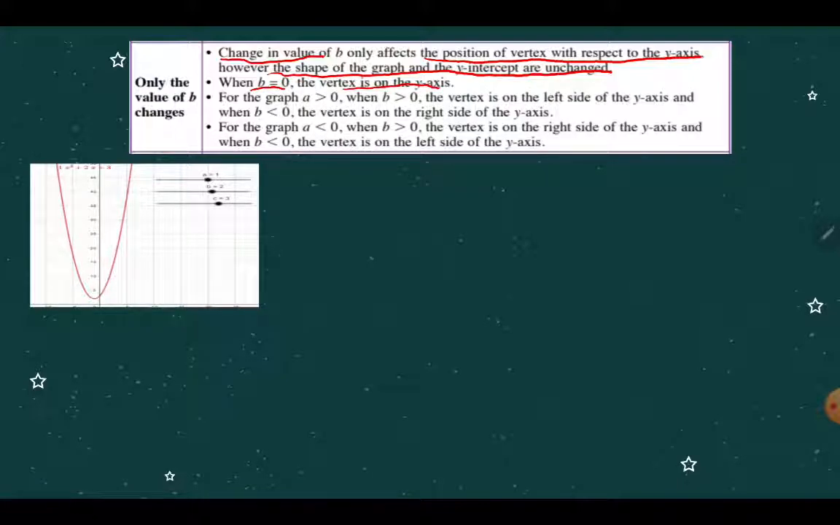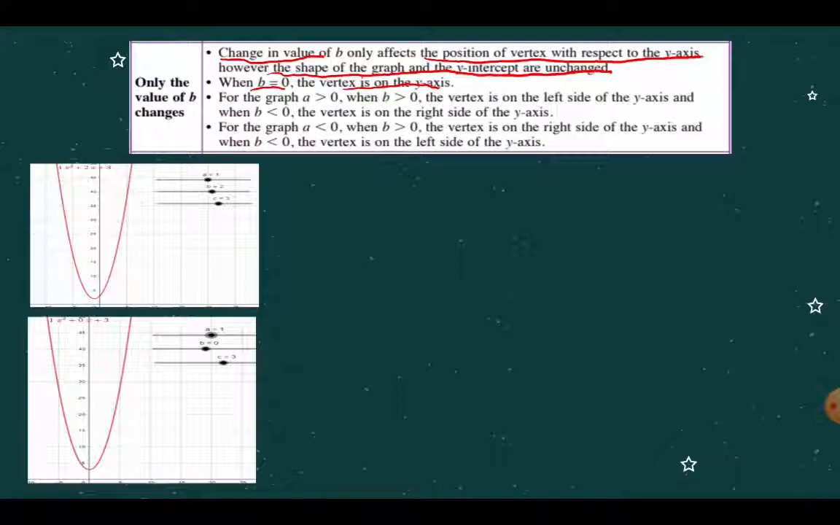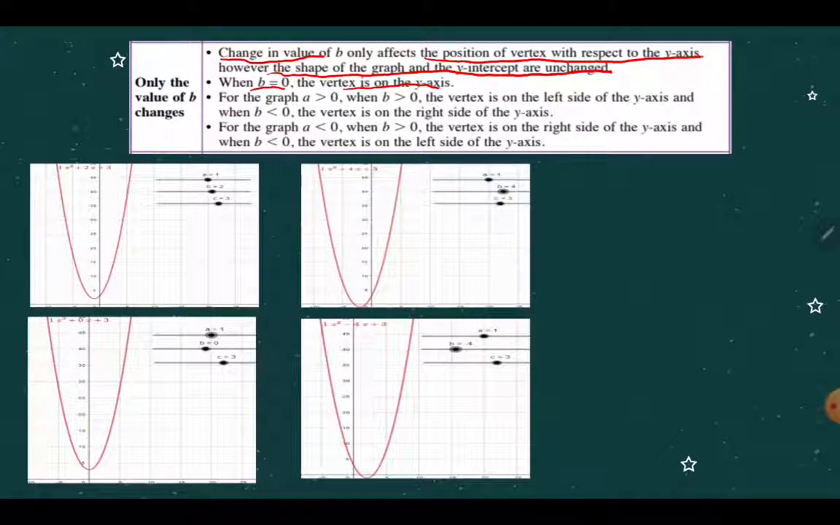Let's look at it. This is B equals 0, so the vertex is on the y-axis. However, for the graph A greater than 0, a positive graph, when B is greater than 0, the vertex is on the left side of the y-axis. And when B is less than 0, the vertex is on the right side of the y-axis.